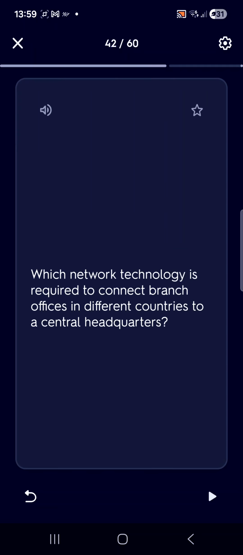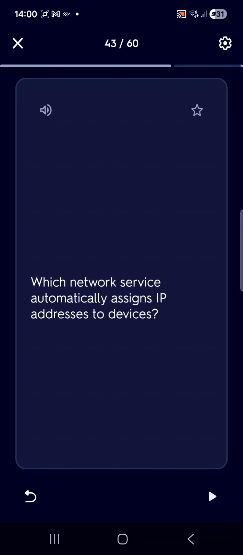Which network technology is required to connect branch offices in different countries to one central headquarters? That would be WAN. What does WAN stand for? Wide Area Network.